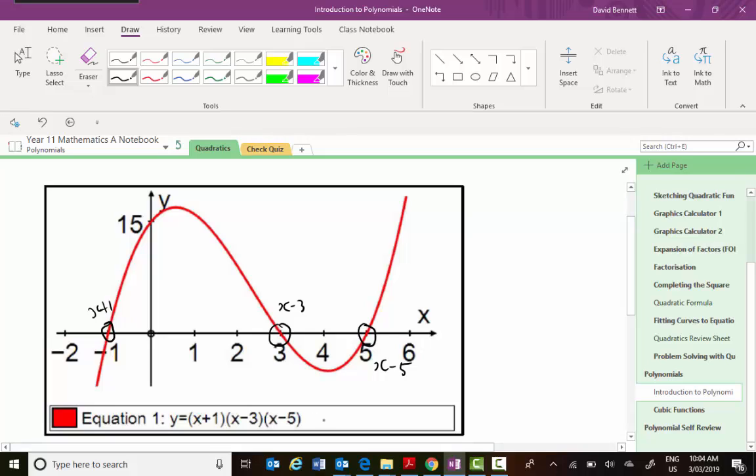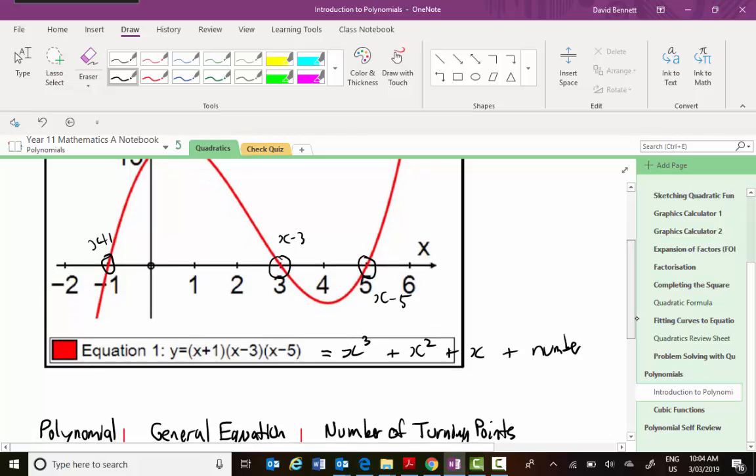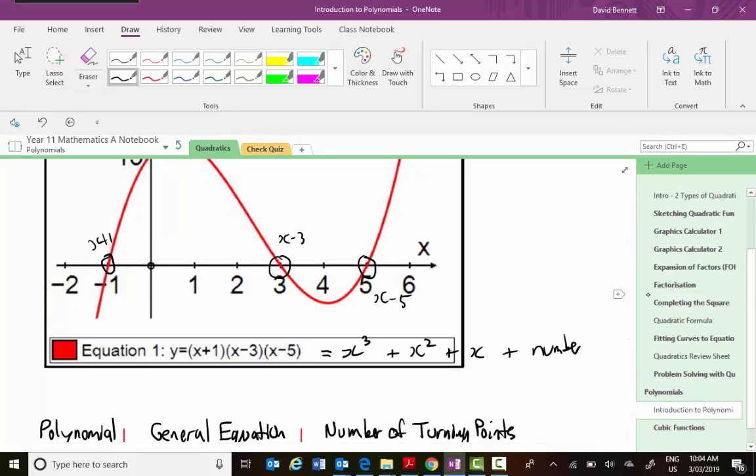Now, if you expand it out, if you times all the x terms together, you're going to get an x to the power 3 term, some sort of x squared term, some sort of x term, and some sort of number term. I'm not going to times it out, but you could do that, and that will tell you the equation of the polynomial. It will generally be given in that form.